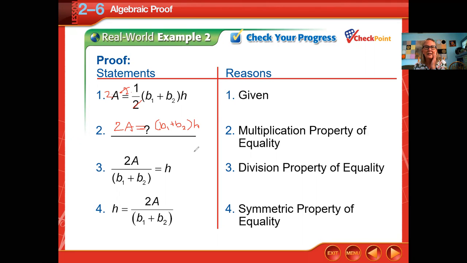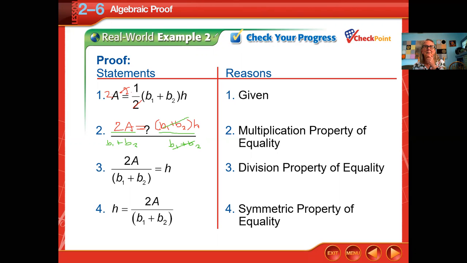So then from here to here, they divided on both sides. And it's true, if you would divide both sides by b1 plus b2, check this out. If I wrote b1 plus b2 here, then these would cancel, and I would have h by itself. And if I would write b1 plus b2 here, then I would end up having 2a over b1 plus b2 like they do. So it worked.